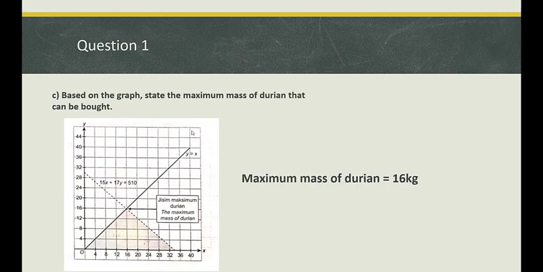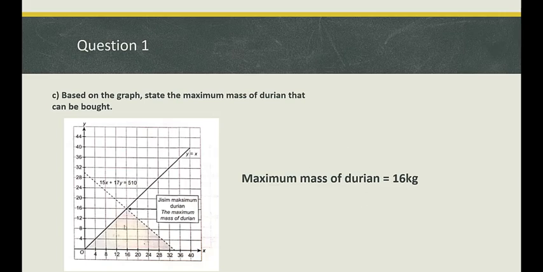Next, we're going to state the C question, which is based on the graph. State the maximum mass of durian that can be bought. As we stated just now, durian is our y-axis. So the maximum amount, the most durian that can be bought, is based on the shaded region here. As we show at the upper side, we found that at y equal to 16, which is our maximum point for the shaded region area, this point shows that the maximum mass of durian is 16 kg.